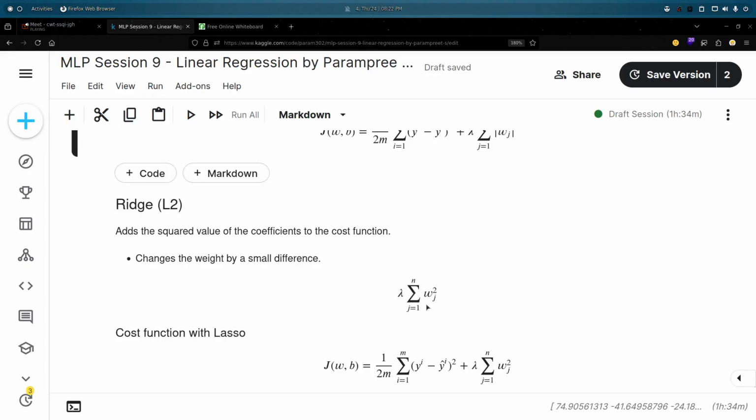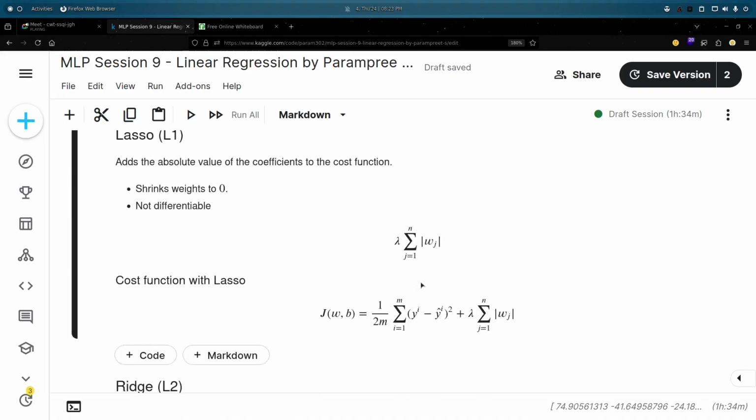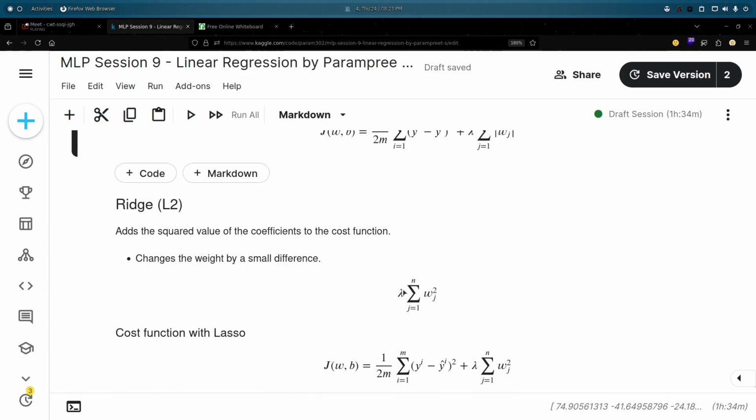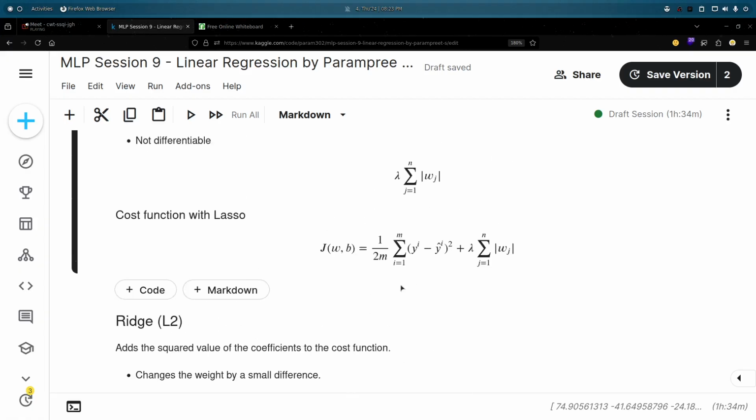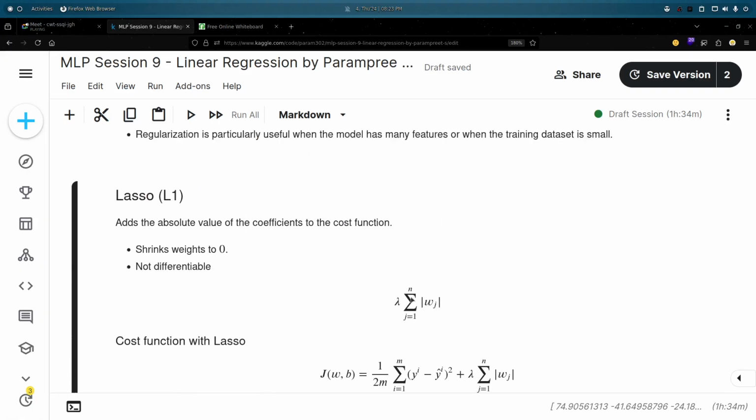This is the formula for the regularization. This is for lasso and this is for ridge. Ridge basically changes the weight by a smaller difference because we are squaring it and multiplying it with the lambda parameter. But lasso basically shrinks the weight to almost 0.